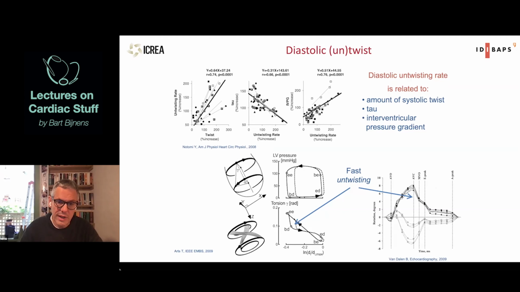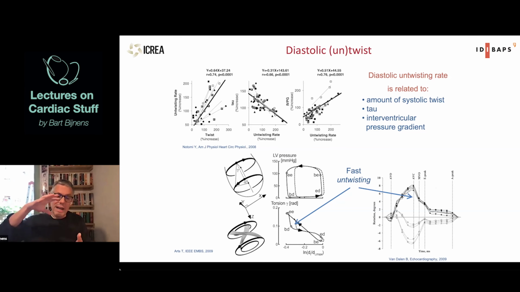And we can come back to that when we talk about diastolic dysfunction, but actually this untwisting rate correlates with what you call tau, and tau is the time constant of the decrease of the pressure within the ventricle, which tells you something about how good or how fast the relaxation is taking place. So theoretically, it can tell you something about this.